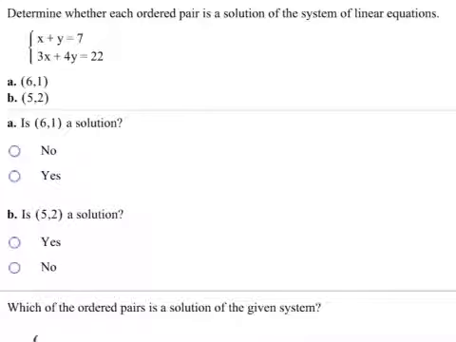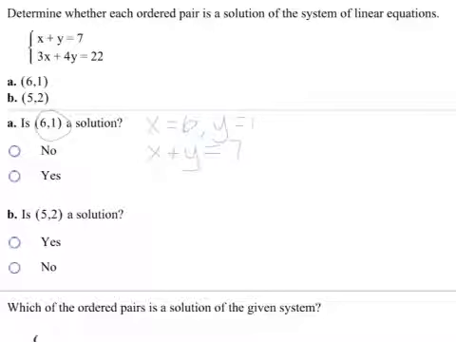So this is a great strategy for multiple choice tests. All you have to do is take your point and substitute it into both equations and see if it makes both equations true. So to figure out if 6, 1 is a solution, then for x I'm going to substitute 6, and for y I'm going to substitute 1, and see if it works in both equations. So let's do that.